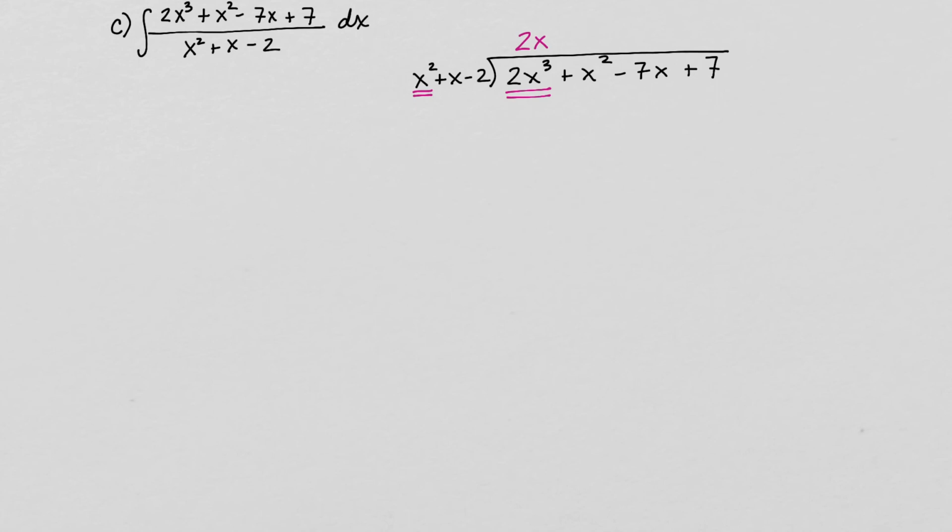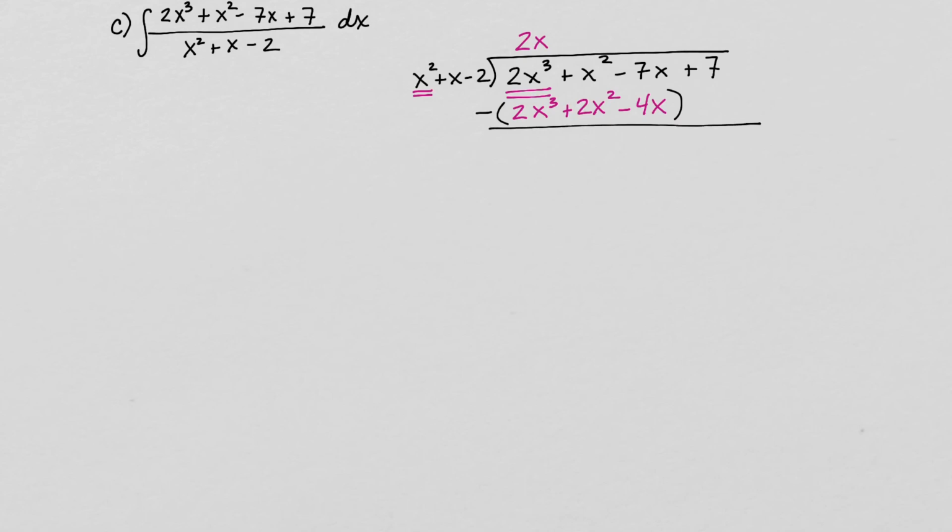Just like in regular division, you put a number up on the top, and then you multiply it down. Same thing. 2x times x squared is going to give me 2x cubed. 2x times x is going to give me plus 2x squared. 2x times negative 2 is going to give me minus 4x. And then I have to subtract all of that.